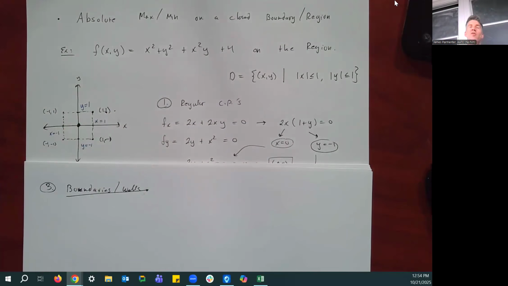So if it's a rectangle, we're in pretty good shape. If it's a triangle, there's usually going to be at least one side that's slanty, and you actually have to find the equation of that line. We're not going to worry about that here yet.